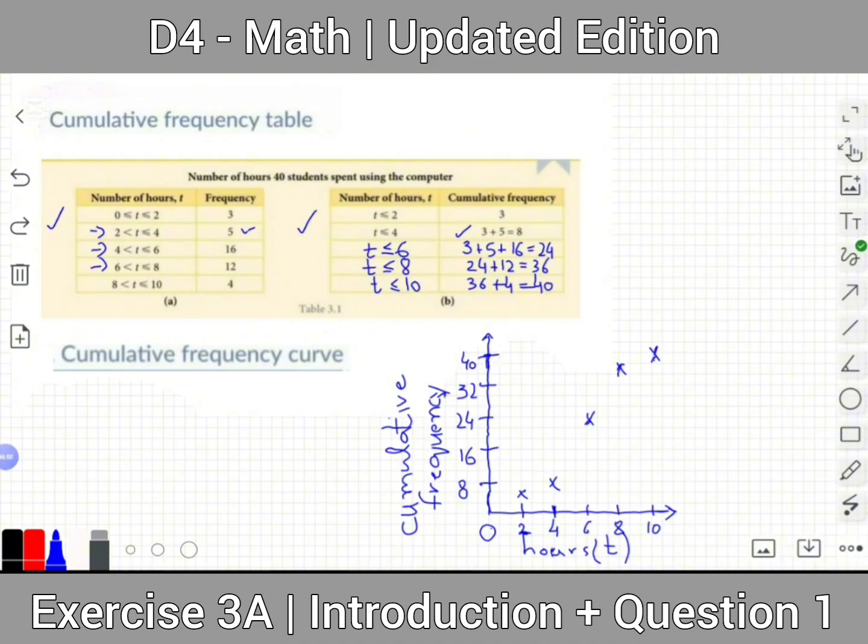Just be wary that the first interval always starts at 0, but whatever the value is, there is where you can plot a cumulative frequency of 0. We then join these crosses together.